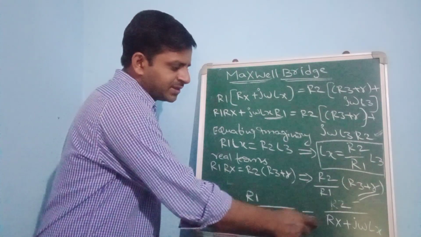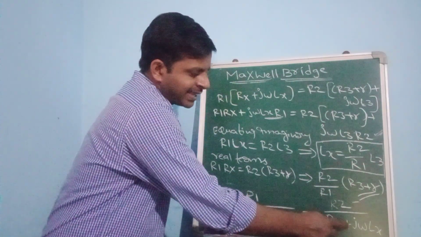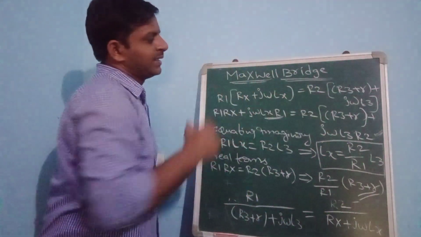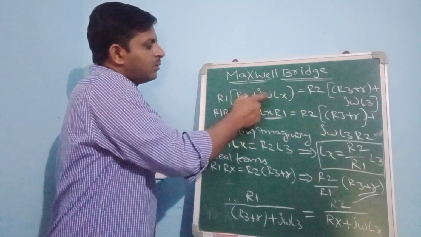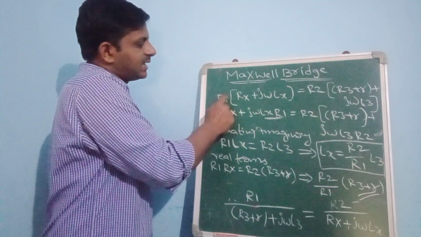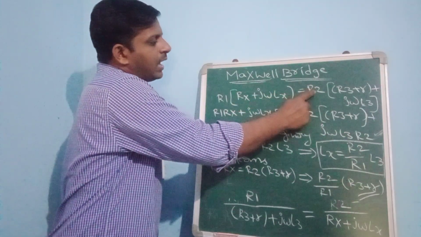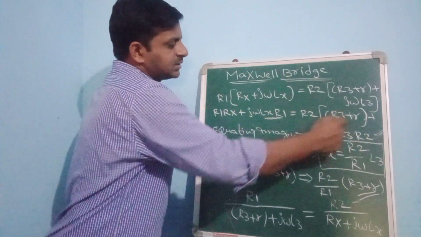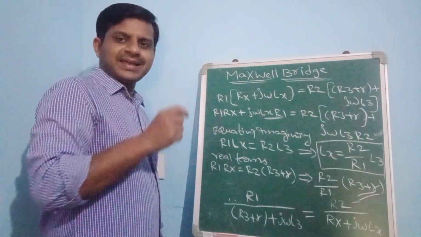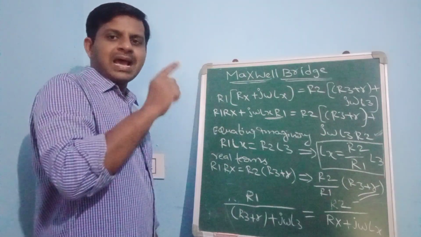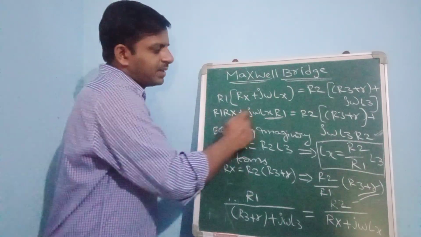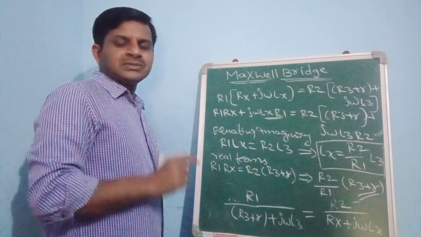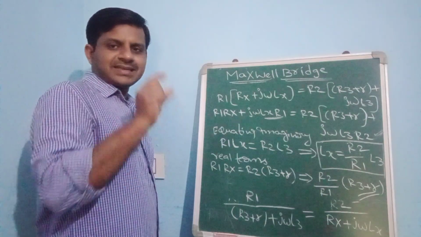By cross multiplication of this expression, R1 into Rx plus j omega Lx equals R2 into the entire equation. Multiplying out these terms, R1 Rx plus R1 j omega Lx equals R2 into R3 plus r, plus R2 into j omega L3. Like that we get these expressions. Ultimately, to find both the unknown values Lx as well as Rx, from this expression we equate the imaginary terms and the real terms, and then we get both Lx as well as Rx values.